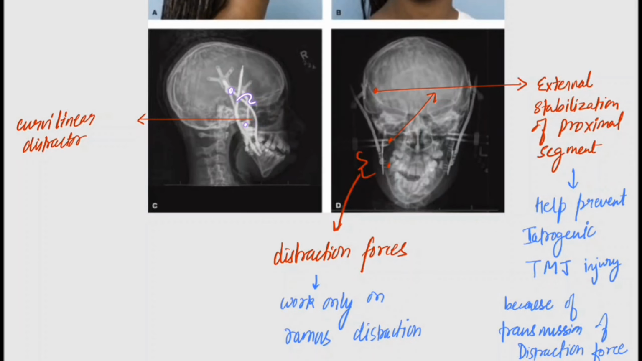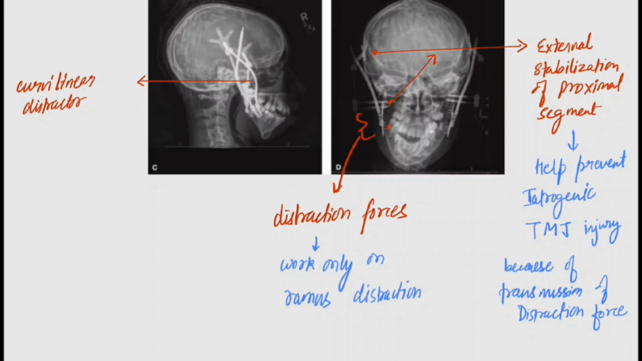So to avoid the TMJ injury, we go for external stabilization of this proximal segment. Now the distraction force works only on the distraction of the ramus. There are no iatrogenic TMJ injuries.